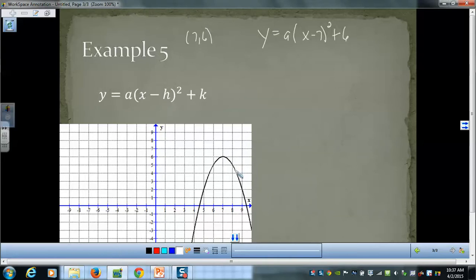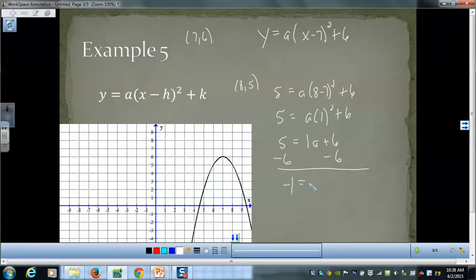It looks like a good point here would be 8, 5. So I'm going to use that to solve for our a value. I'm going to plug 5 in for y. Oops, let me erase that here. Let's do this one more time. Our x value is 8, so I get 8 minus 7 squared in the parentheses there. If we simplify that, I'm going to have 1 squared, and 1 squared is 1, so that's 1a. I'm going to subtract 6 here, so I get negative 1 is equal to a, and so that's my a value. It is negative, and we knew that it would be since our quadratic opens down, and so there's my final equation for our quadratic that is graphed here.